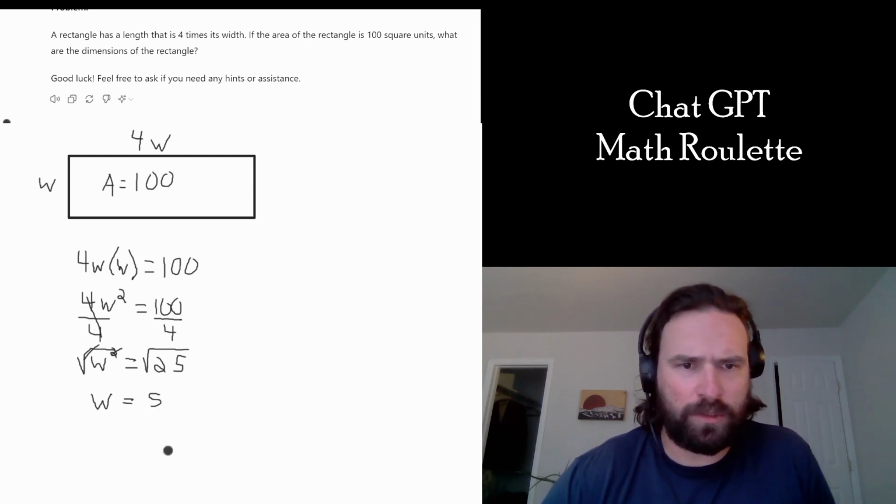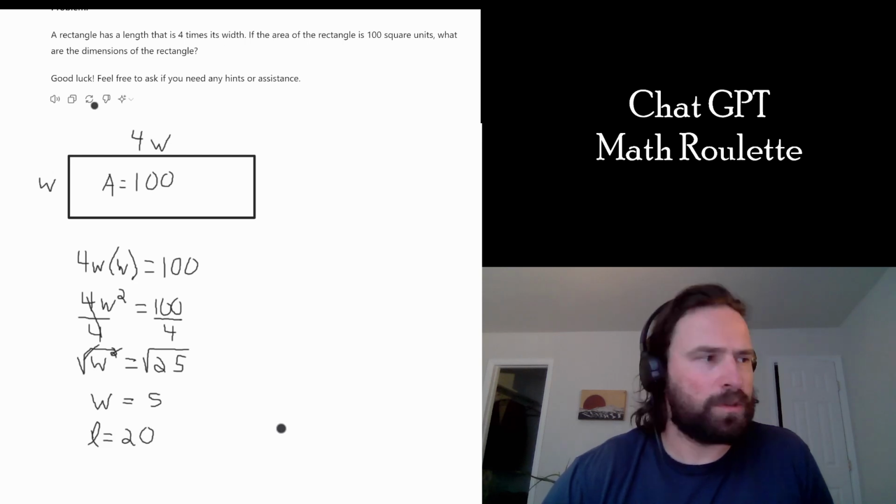So w is 5, so our width is 5, and our length is 4 times 5, which is 20. And so we got w equals 5, L equals 20. And there it is.